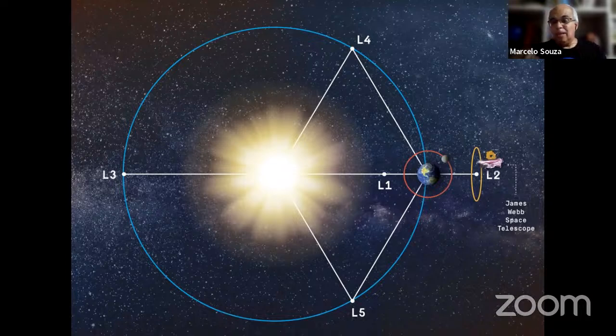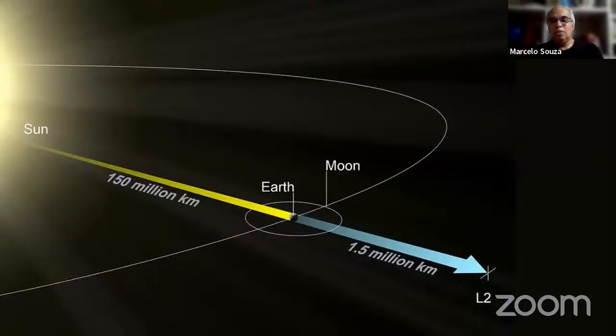And at L2 we now have the James Webb telescope, because we want to see deep space, not in the direction of the Sun. Then it has a protective cover, and the mirror is always located not in the direction of the Sun, but in the opposite direction. And this is the orbit. This is the position of L2, where the James Webb telescope is located.